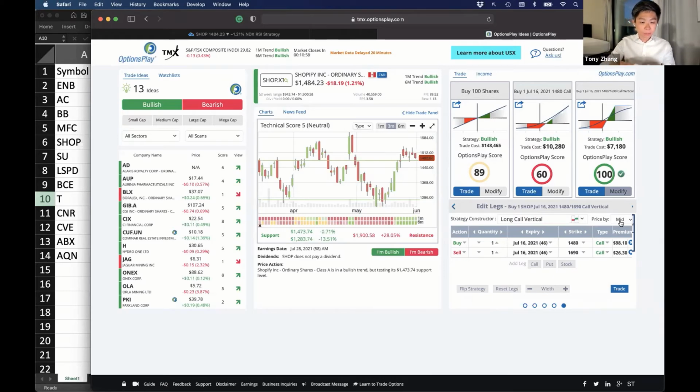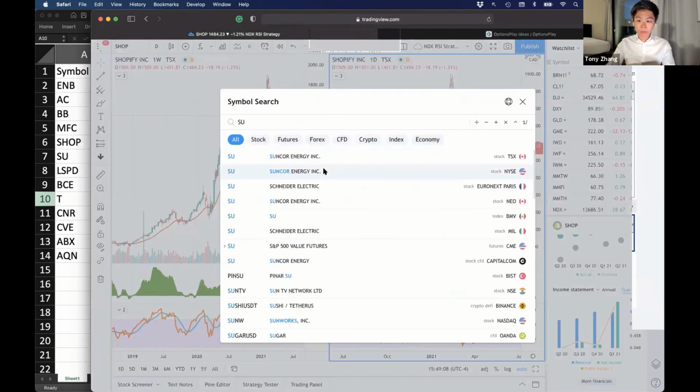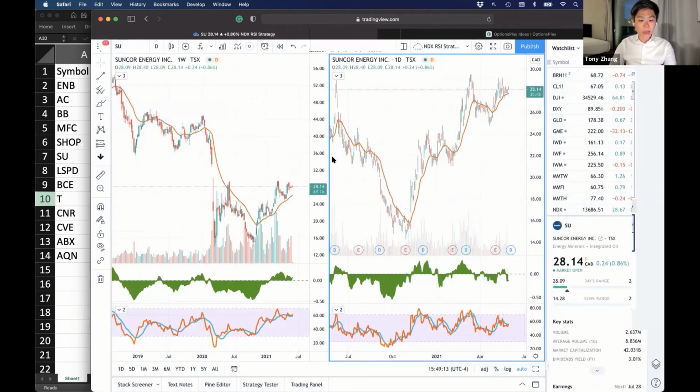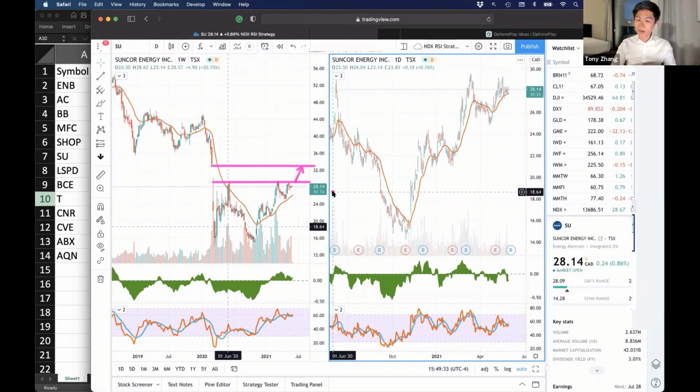Next one is Suncor Energy. Let me pull up the chart. So here's the thing about this stock. You have this massive resistance here at this $28, $30 level, which also happens to be a major gap that has not been filled since the pandemic. And from my perspective, there is the potential opportunity for this to break out and fill that gap, but we've had 3 attempts at it and it has not happened.